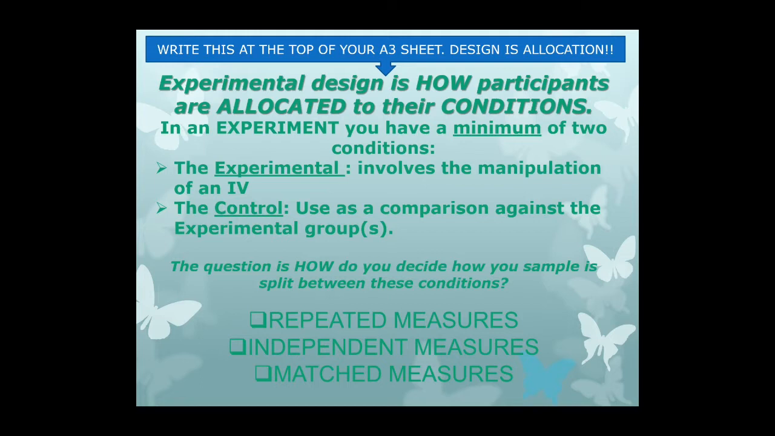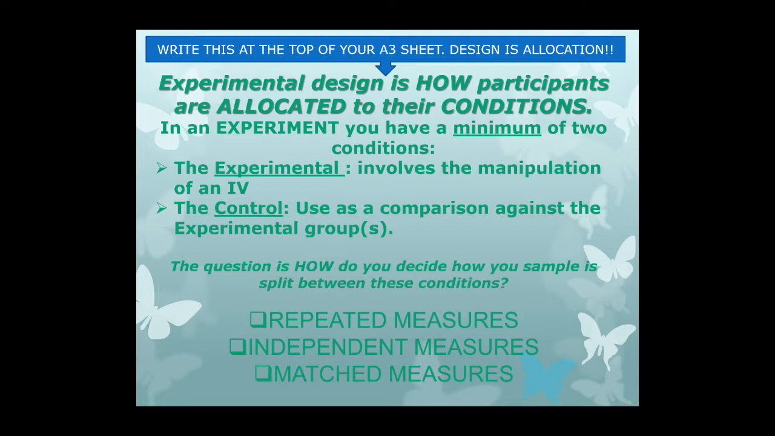Then we've just done sampling, and now once you've got your sample and they're there and they're ready to go and they're going to do your piece of research, the next and final bit of designing a piece of research is experimental design. Now, one of the things that always catches people out is knowing that experimental design is what we call allocation, okay? So I want you to write this, please, that what I've got at the top of my slide now, I want you to write this at the top of your big A3 sheet, that design is how participants are allocated to their different conditions.